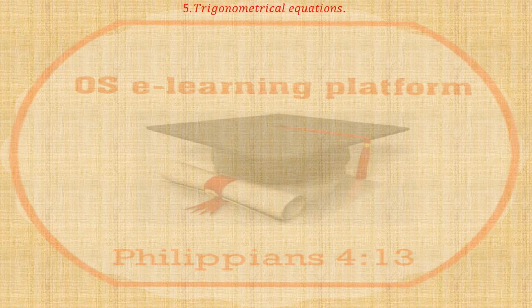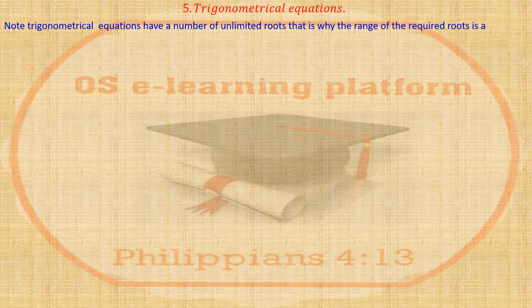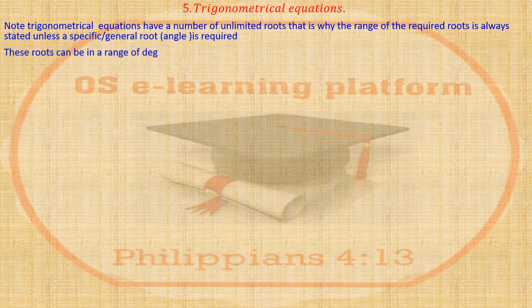So trigonometric equations, we need to solve something here. There's a note. Trigonometric equations have a number of unlimited roots. That is why the range of the required roots is always stated unless a specific or general root or angle is required. I think that is very clear. These roots can be in a range of degrees, that is negative 180 degrees less or equal to theta less or equal to 180 degrees.